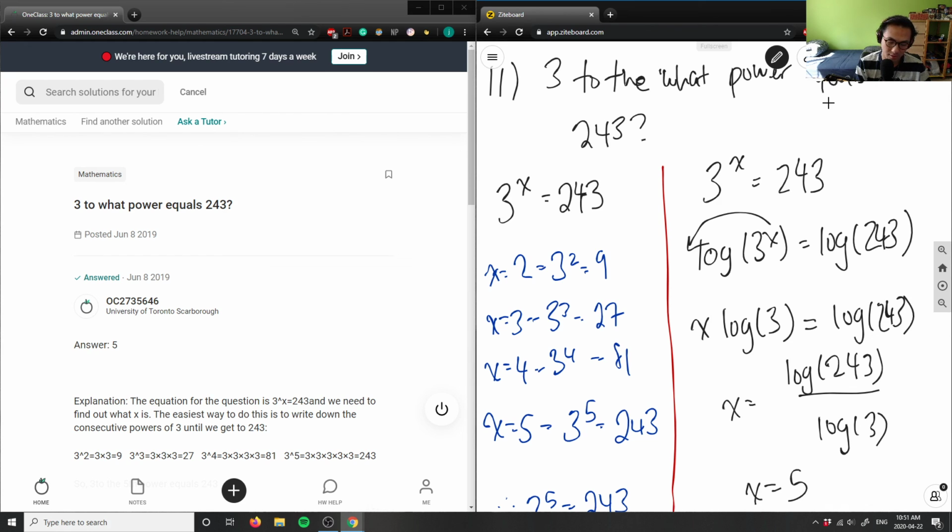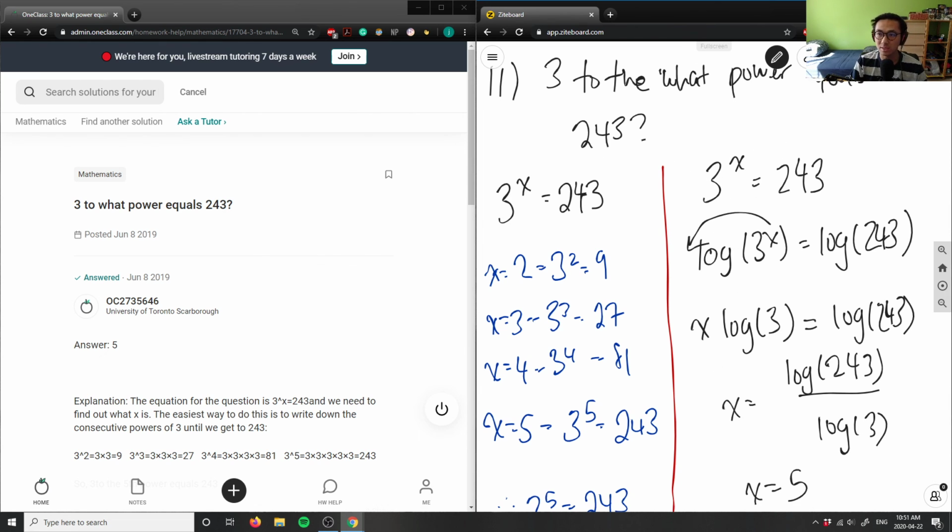So let me just double check that. Log of 243 divided by log of 3 will give you exactly 5. So this here is a foolproof way to solve for the solution, just because you don't have to guess and check as much. You're not expected to learn logarithms at grade 9, but this is probably what you learn in grade 11 or grade 12, where you take this concept of logarithms and you can actually find what to the power of equals 243.